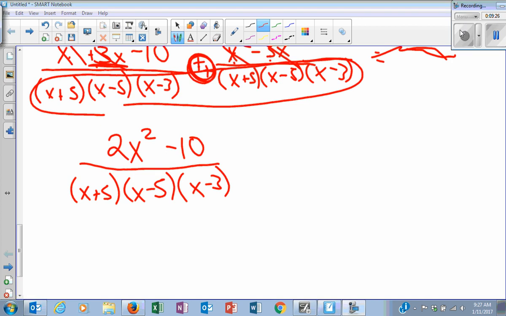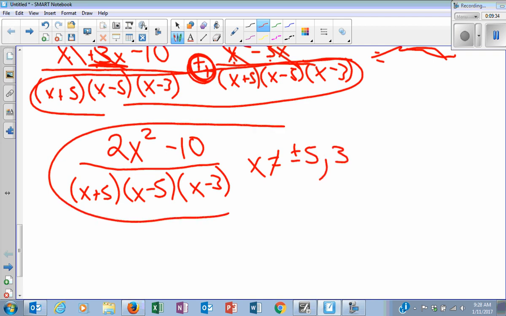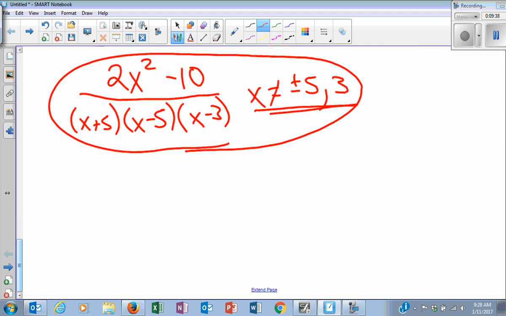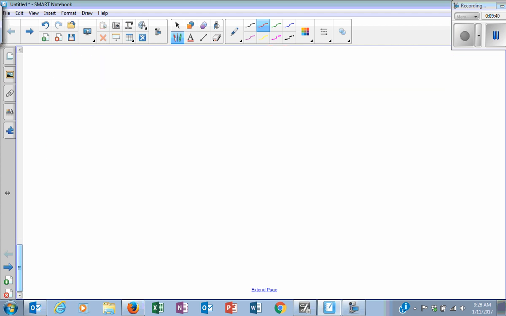And again, I should have put my restrictions where x cannot equal positive or negative 5 or positive 3. That's my final answer. Yes, I will be looking for restrictions. You will lose points, but if you lose 1 or 2 points on each question, you're just taking your test score down.